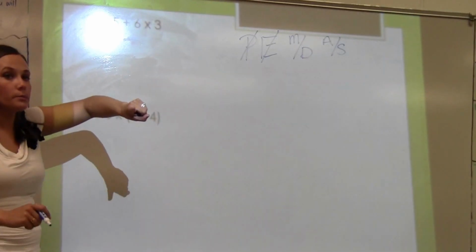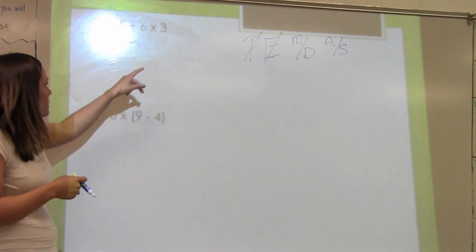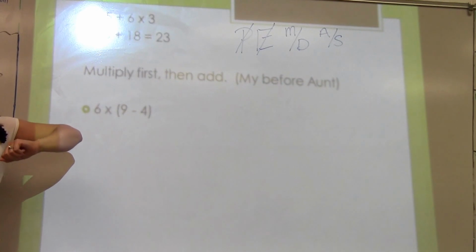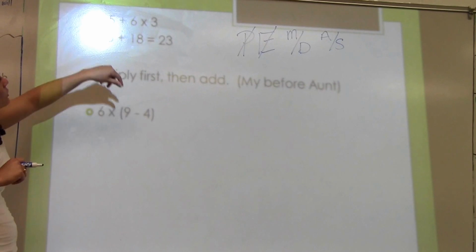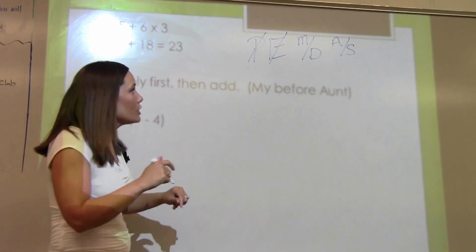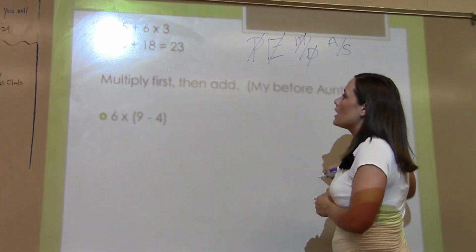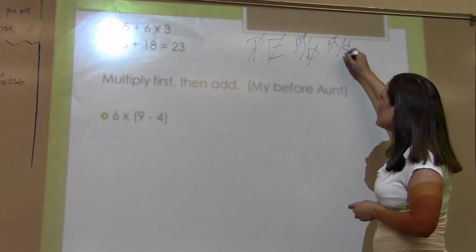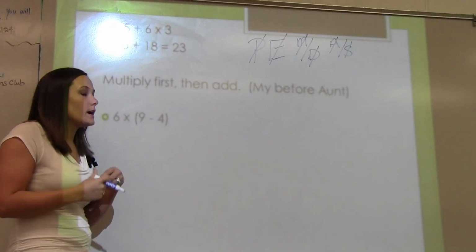Now we need to see if we have multiplication or division. Do we have either? Which one? Multiplication. If we multiply, we get 18, okay? The My comes before the Aunt. So after we've multiplied, then we can add. This is why we have to make sure to write it down. We've already checked for multiplication, we've checked for division, we did our addition, and there is no subtraction. Let's try one more, and then I'm going to let y'all try a few.